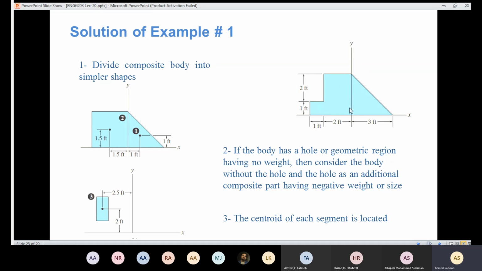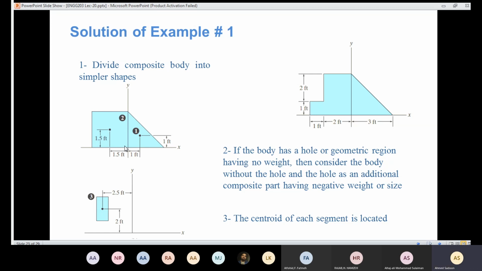The height is 3, and 1/3 of the height is 1. So for this triangle, I have 1 in X and I have 1 in Y. Then regarding the rectangle, we know that the centroid is going to be located exactly at the middle.